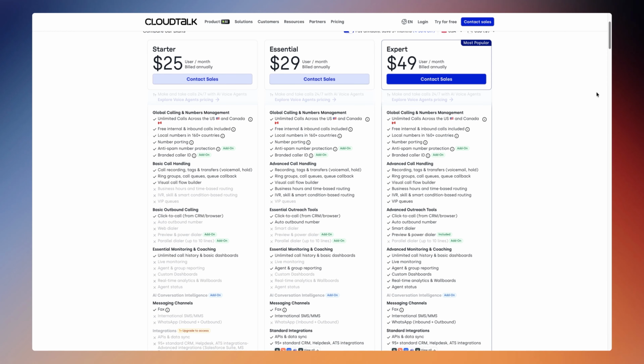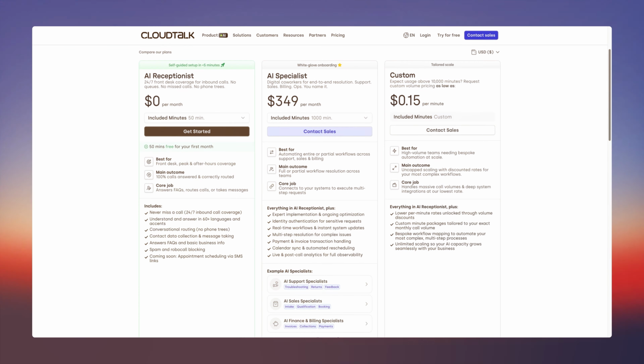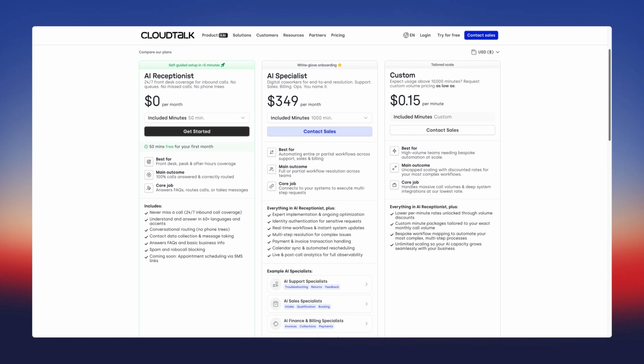And now this takes us to pricing. Let's start with CloudTalk. CloudTalk's phone system is gonna start at $25 per user per month. On the AI side, they offer a free AI receptionist tier, which includes 50 minutes in your first month for inbound answering, FAQ responses, and routing. When it comes to the full AI specialist, which handles multi-step workflows, lead qualification, appointment booking, and payment processing, this starts at $349 per month with 1,000 minutes included.